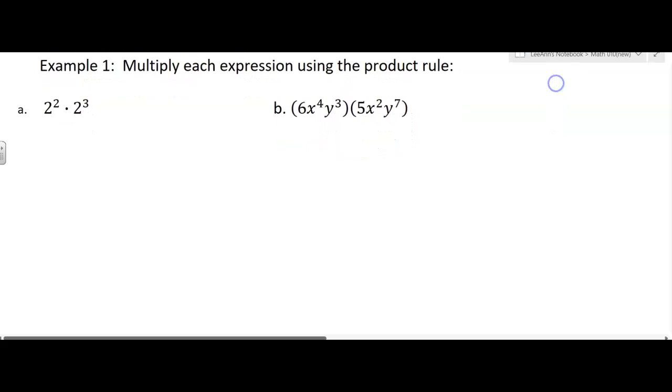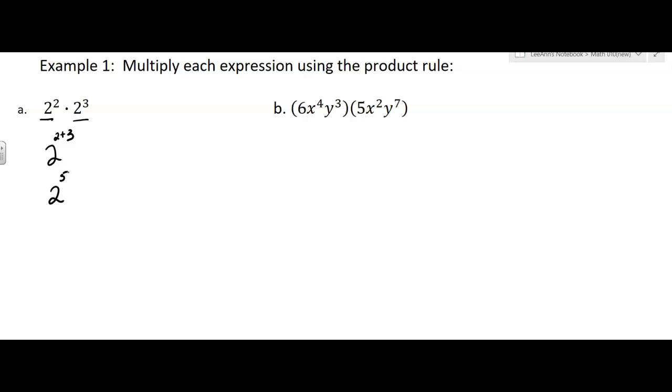Some examples. Here I have 2 to the 2nd times 2 cubed. Well, the bases are the same. The base is 2. And I can add the exponents. So 2 to the 2 plus 3, or 2 to the 5th. Now, if it's a number that's the base, a lot of times they're going to want you to multiply that out. If it's a really large number, they don't usually make you do that. They'll let you put like 5 to the 7th or something. But 2 to the 5th is a pretty small number.